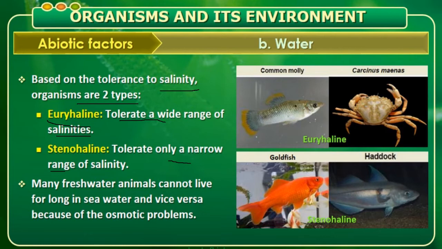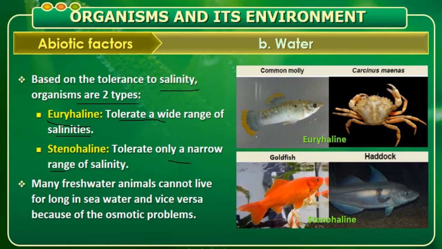So that is why there are two types. Here are some examples. The common molly is a euryhaline, and Carcinus maenas is a crab species which can tolerate a wide range of salinity.